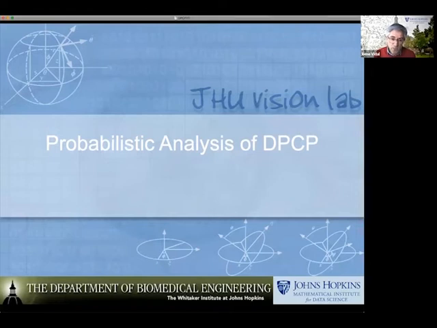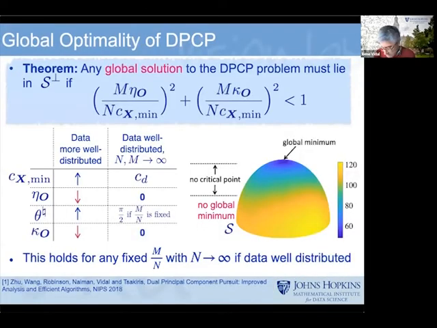Okay, so with that in mind, before I move to the probabilistic analysis directly, the main point is that we have a theorem that says that any global solution to this L1 minimization problem on the sphere gives you a vector that is orthogonal to the true subspace. And in order for that to be the case, you simply need that the outliers are well distributed in the ambient sphere, and the inliers are well distributed in the subspace. Okay. And that's what this theorem is trying to characterize.